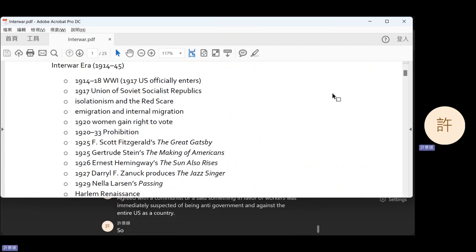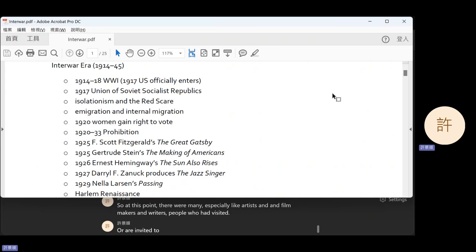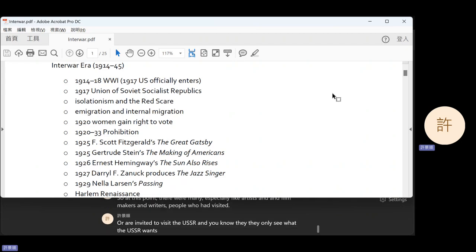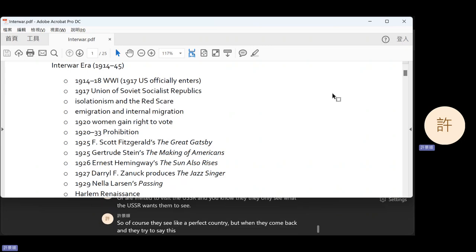So at this point, there were many, especially artists and filmmakers and writers, people who had visited or are invited to visit the USSR. And, you know, they only see what the USSR wants them to see. So, of course, they see a perfect country. But when they come back and they try to say this, the culture cancels them, in today's language.